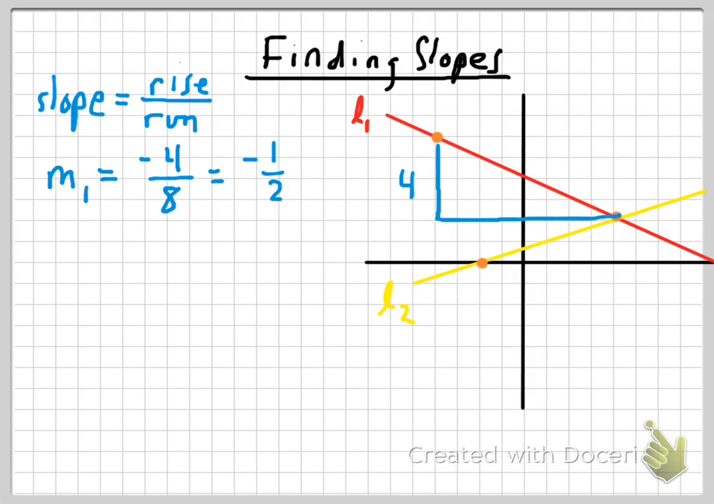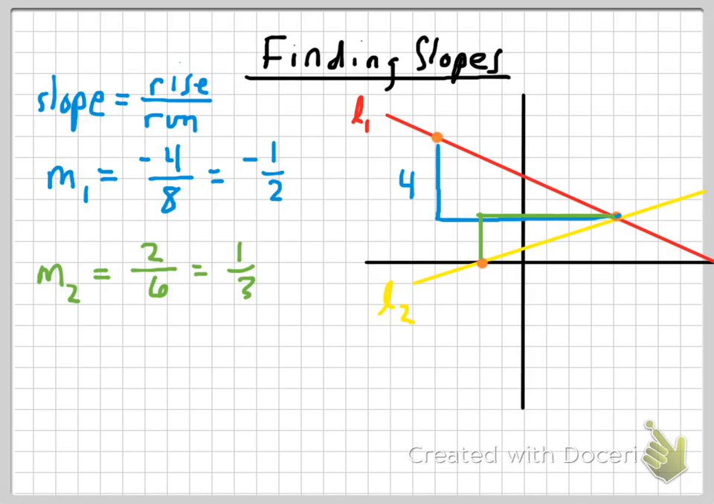And we could do the same thing with the other line, L2. The rise from the first point to the second point that you see on that line, you go up 2, and then you go over 6. So the second slope, we went up 2, so that was a positive rise. We went right 6, that was a positive run. And that simplifies to 1/3. Always simplify your slopes.